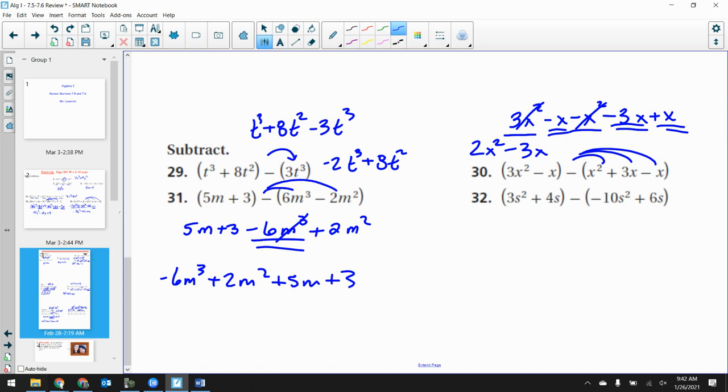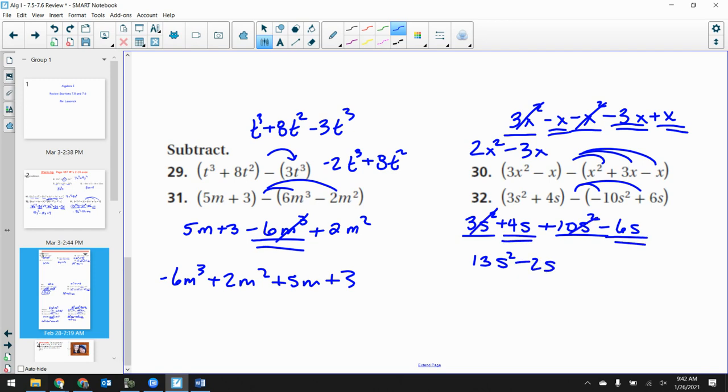And then looking at number 32, we leave the left side again, 3s squared plus 4s. We bring in here positive 10s squared minus 6s. So now we have 3 and 10 to make 13 s squareds. And then we have 4 and negative 6 to make minus 2s. Questions on that? Okay, so how did we do with the addition and subtraction? Good? I know there's still more problems to do, but that's up to 32, that's what you can expect on the quiz tomorrow.